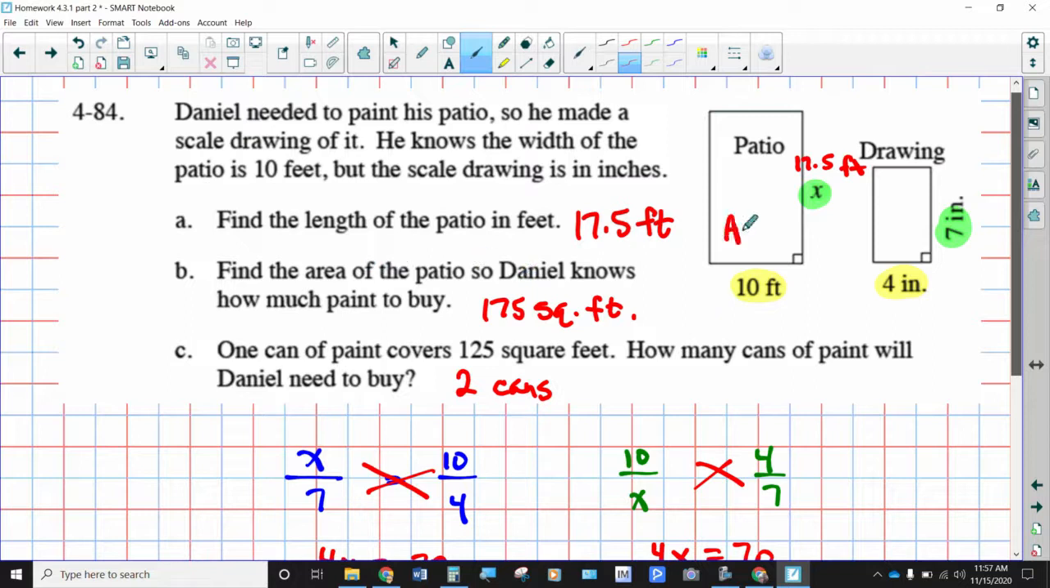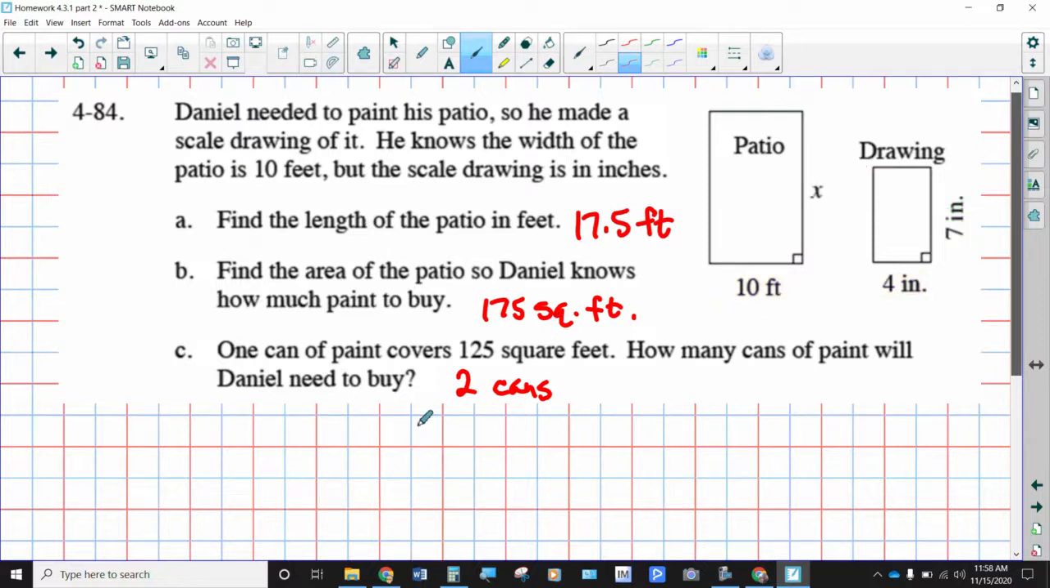Now, find the area of the patio. Well, the area is equal to base times height. So 17.5 times 10, we're just going to move that decimal one place to the right. It's 175 square feet.